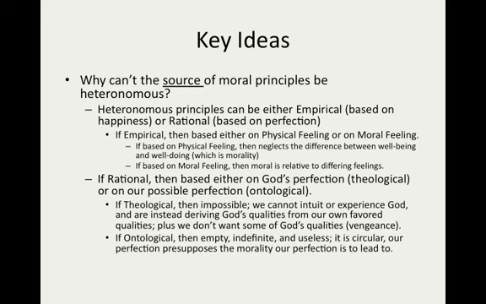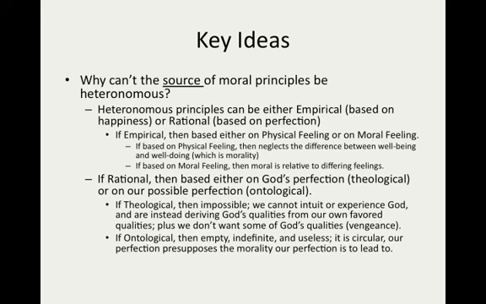If it's rational, then it's based either on God's perfection, a theological idea of morality, or on our own possible perfection, an ontological one. Ontological means relating to the nature of being. If it's a theological basis, then he says that's impossible. We can't intuit or experience God, and are instead deriving God's qualities from our own favored qualities. In other words, we project, according to Kant, out into the world the way God probably is based on what we think our good qualities are. And by the way, he says, I don't think we want all of God's qualities. For instance, vengeance is mine, saith the Lord. Well, maybe vengeance isn't really a good part of morality.